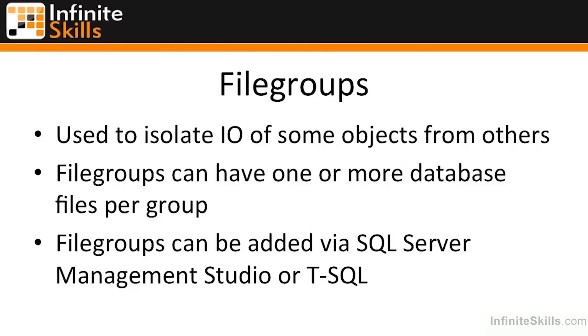Microsoft SQL Server has the ability to have multiple file groups within a single SQL Server database. We use file groups to isolate the I/O operations of some objects from others. This could be used to isolate the I/O operations of one table from impacting the I/O operations of another table, or it could be used to keep the I/O operations of an index from impacting the I/O operations of the base table. File groups can have one or more database files per file group.